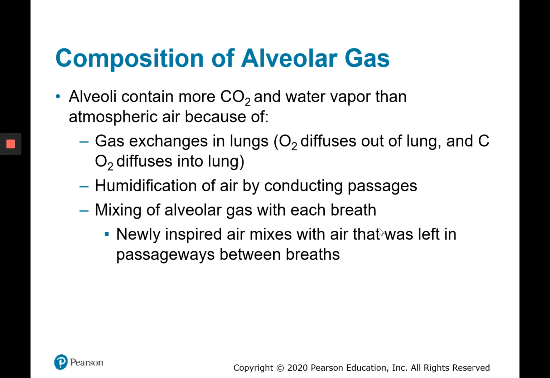So I finally got to the slide where we're going to talk about alveolar gas. We saw a chart a couple of slides back that said that the alveoli contain more carbon dioxide and water vapor than atmospheric air. The reason for that is gas exchange. During gas exchange, oxygen is going to diffuse out of the lung and into the blood. So oxygen very quickly leaves and goes into the blood so it can go to tissues. And carbon dioxide is going to diffuse into the lung. So we're going to have more CO2 in the alveolus because CO2 is coming from the blood to the lung at this pulmonary gas exchange location.